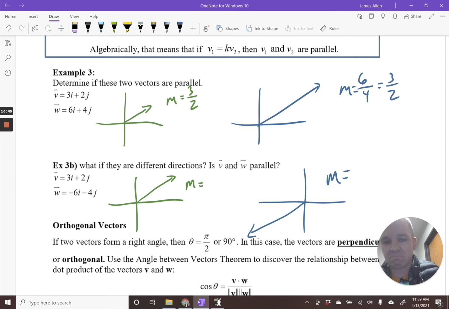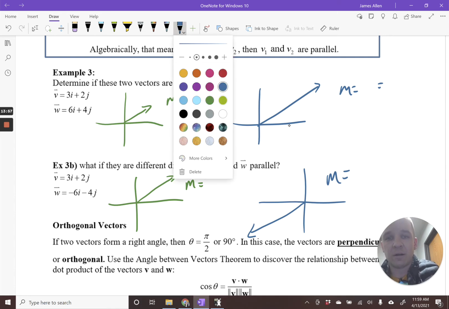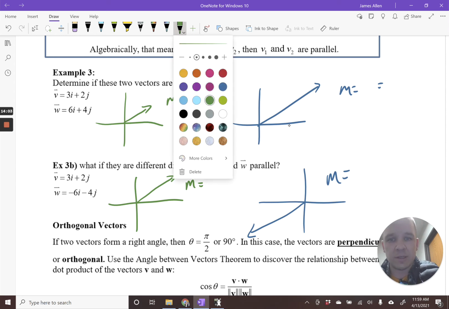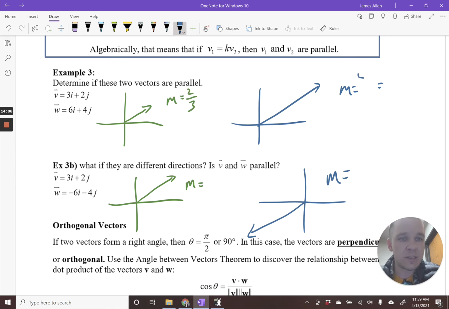Mr. Allen. I'm ashamed of myself, but I won't back down here. I'm going to leave it in there. This should have been a rise of 2, a run of 3. This was a rise of 4 and a run of 6, which simplifies to 2 over 3.